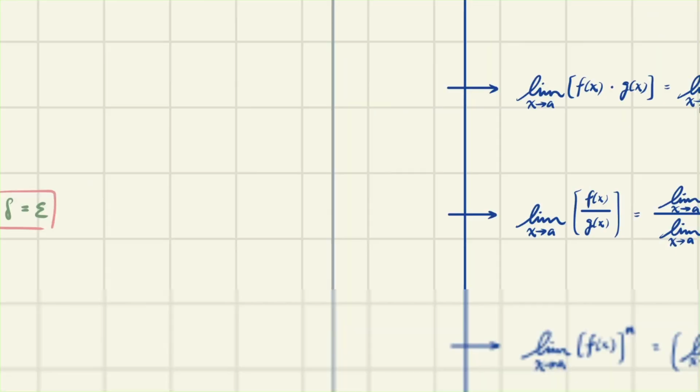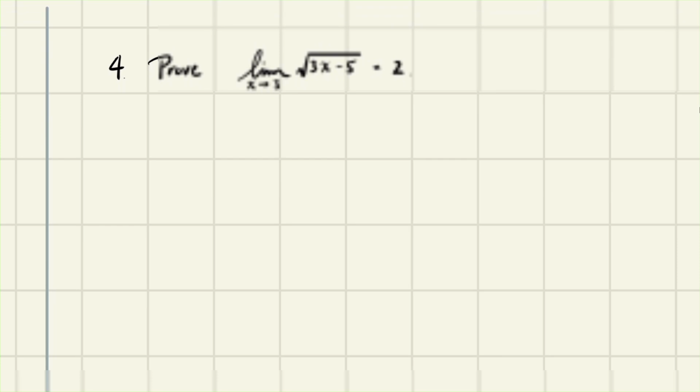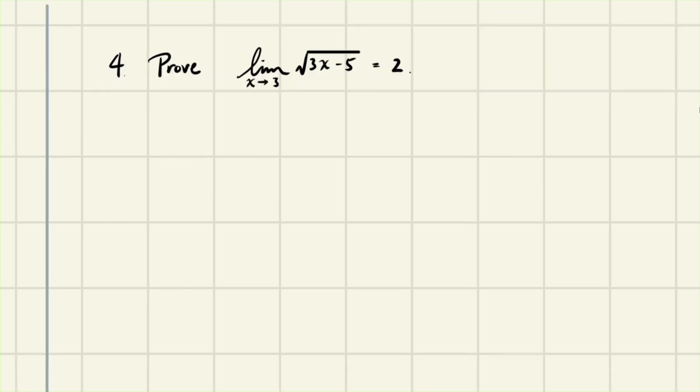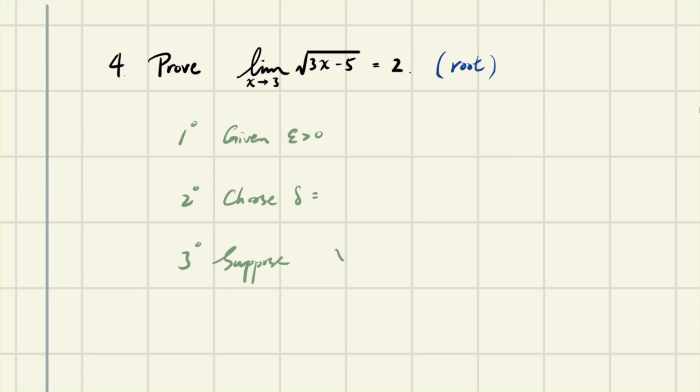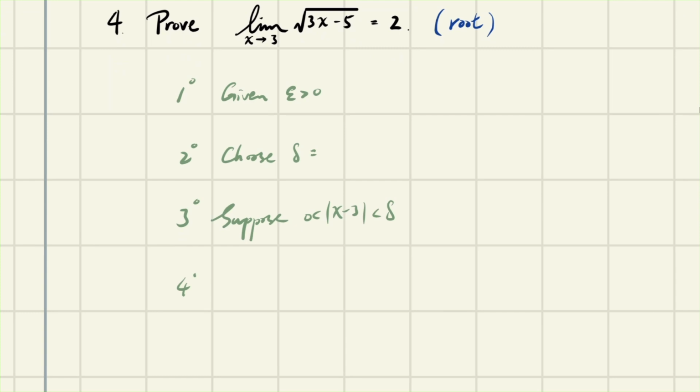And the last example we have is the square root. Let me write it down. Again, given our epsilon greater than 0, we choose a delta equals whatever. We don't know yet. Then we suppose that x minus 3 is between 0 and delta. And now we check if it's true or not.